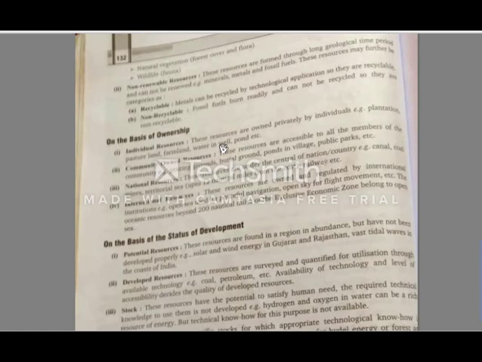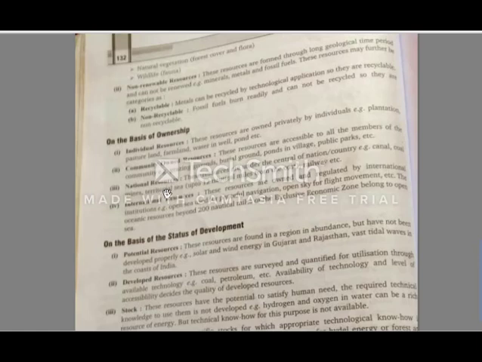Another is community-owned resources. These resources are accessible to all the members of the community: grazing grounds, burial grounds, ponds, public parks, etc. Community means a group of people. If all these people can access and use these things, they are considered community-owned resources.